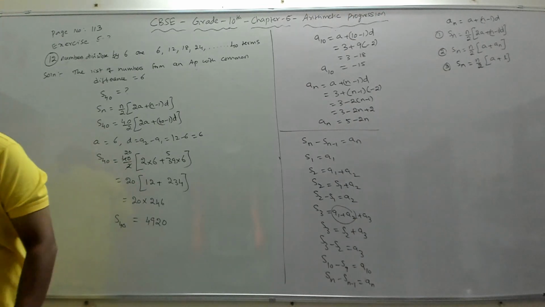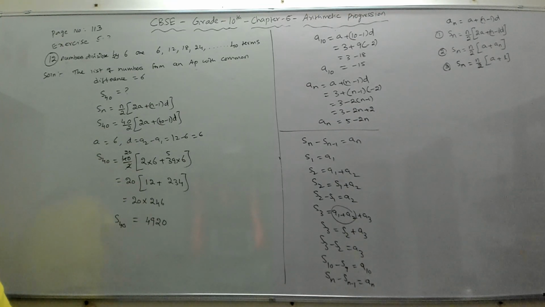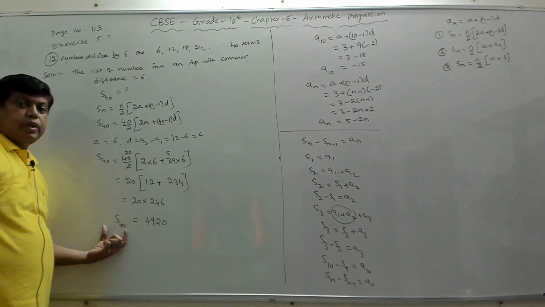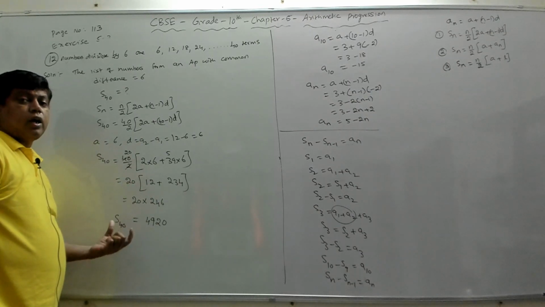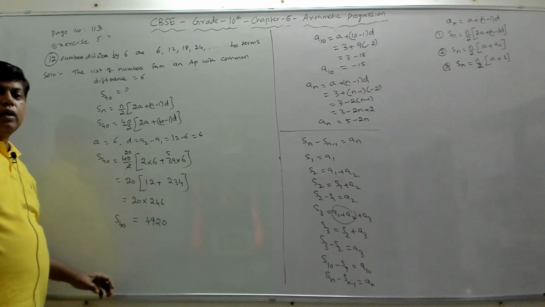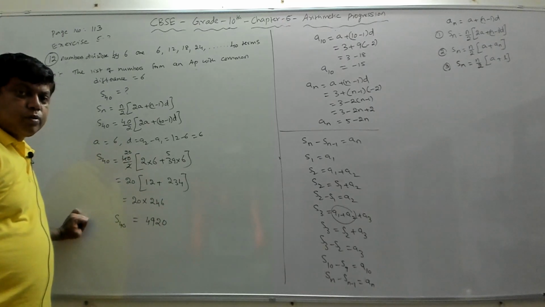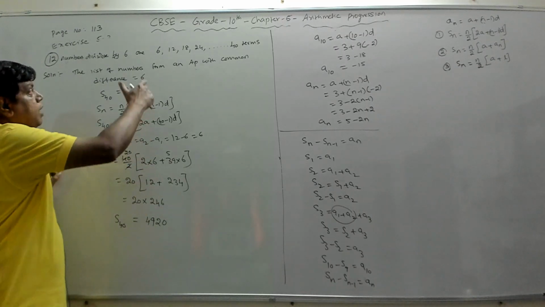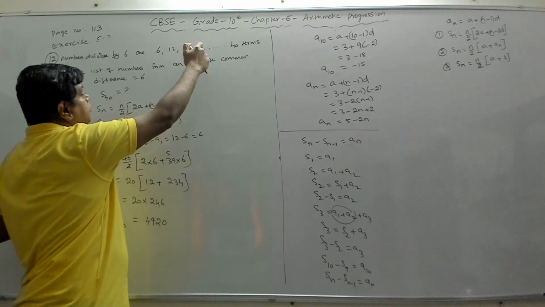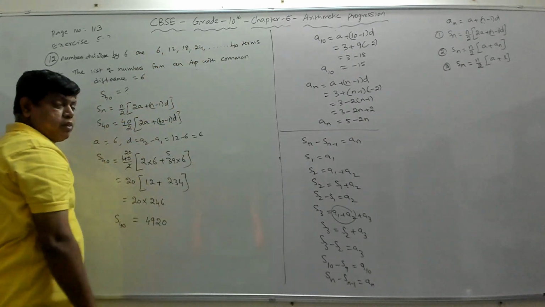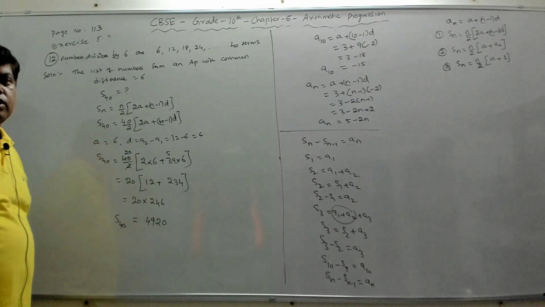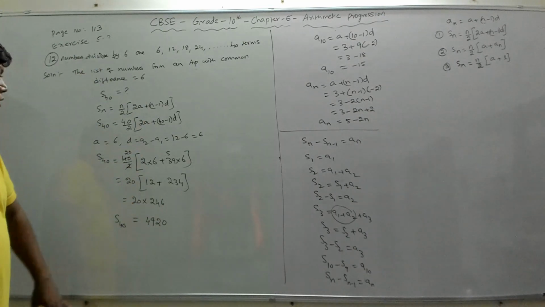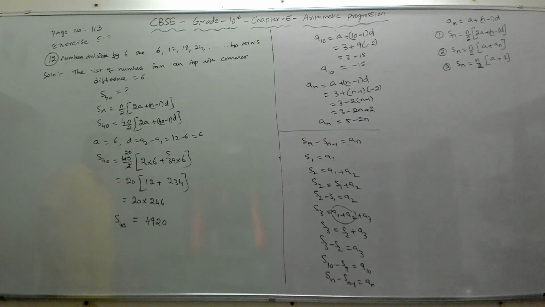The sum of first 40 terms is 4920. This is the sum of first 40 positive integers which are divisible by 6, which means if you add 6 plus 12 plus 18 plus 24 plus 30 etc. till 40 terms, this is your answer. Fine.